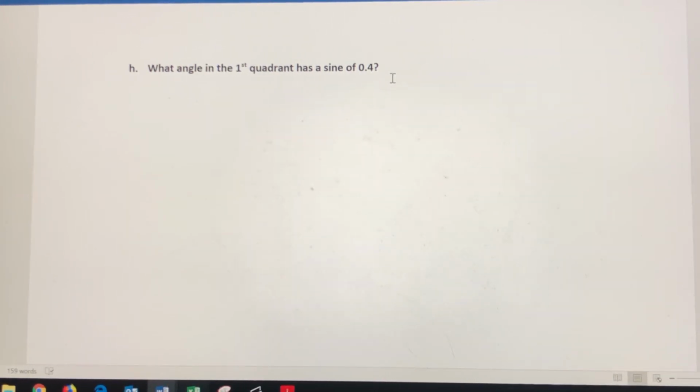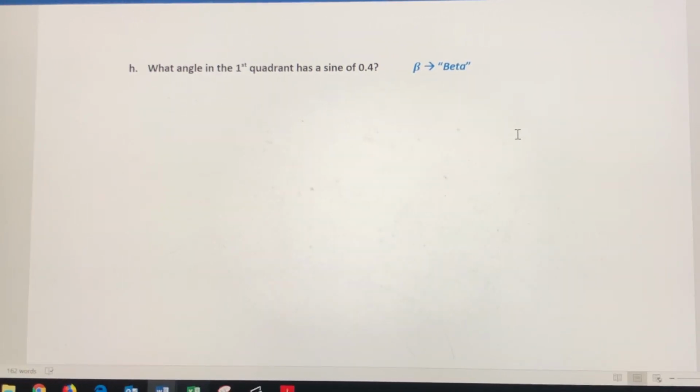For this problem, I'm going to use beta. Beta looks like your normal B in the English language, but with a little tail here on the left side. It's pronounced beta. Now, sine, we're dealing with first quadrant. Sine could also be 0.4 in the second quadrant. And again, we'll talk about that in the very near future. But for now, we're going to deal with only the first quadrant.